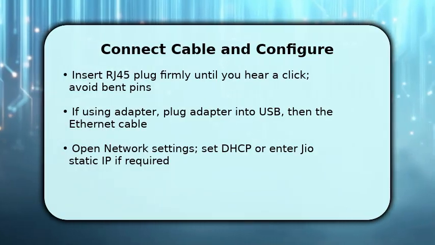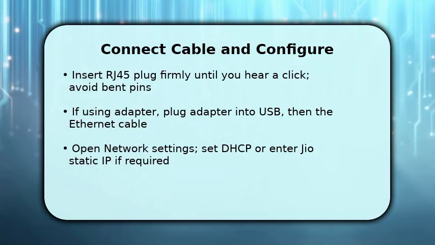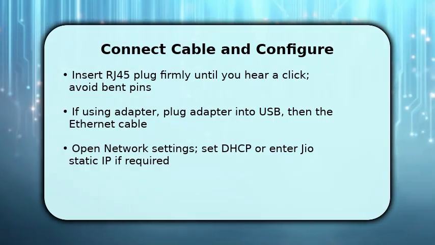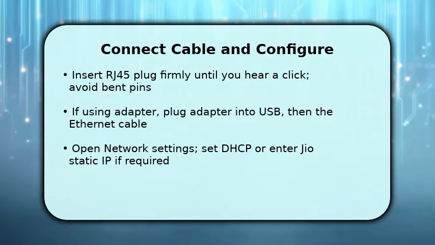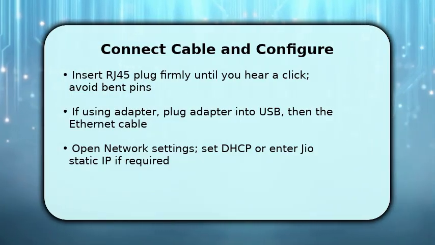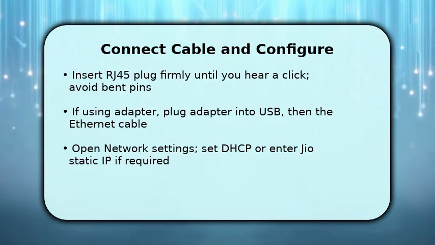Next, open your operating system's network settings. Most Geo setups use DHCP, so you'll get an IP automatically. If Geo requires a static IP, enter the address, gateway, and DNS as provided. Make sure the network status shows connected.